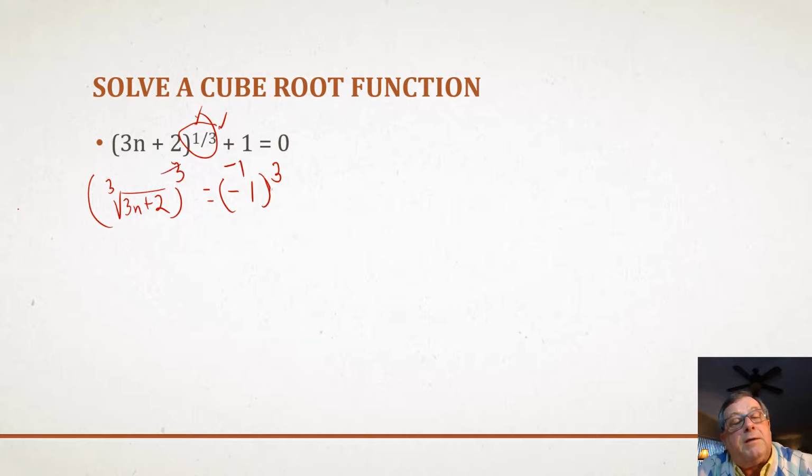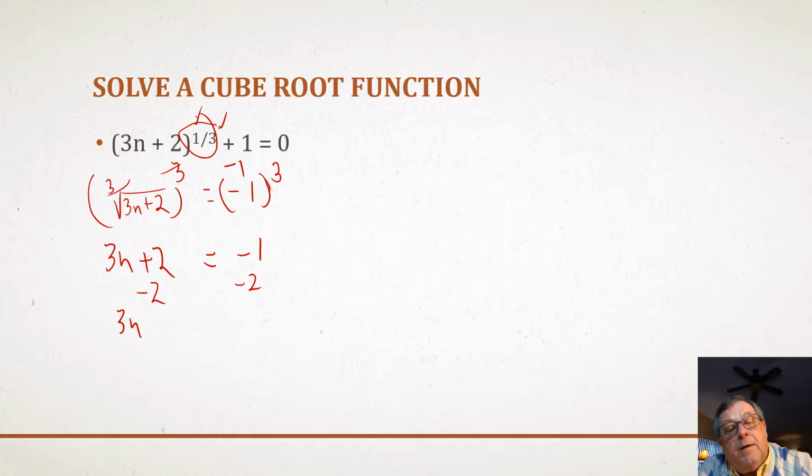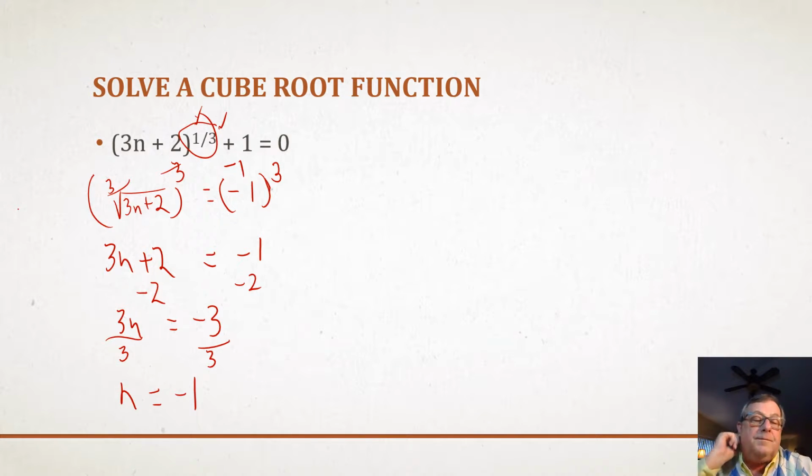Well, over here, that's going to cancel. It's going to leave us with 3n plus 2. And let's see, what's -1 cubed? -1 cubed is just -1, isn't it? All right, well, what do you say we subtract 2 from both sides? Now we got 3n equals -3. And if we're going to divide both sides by 3, then we're left with n equals -1. Nasty looking n.